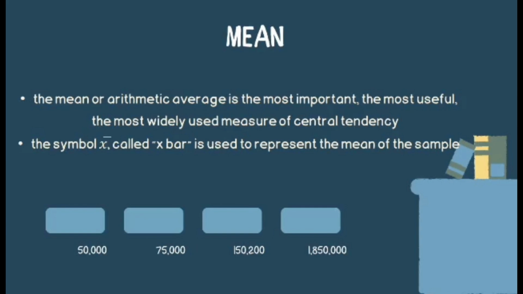Mean. The mean or arithmetic average is the most important, the most useful, the most widely used measure of central tendency. This symbol is called X bar. It is used to represent the mean of the sample.